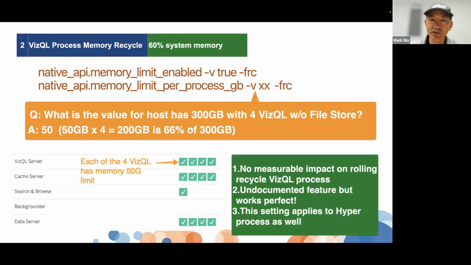The command to use is this. I don't know if this is documented or not, but I've been using this for the last couple of years. Works very well. Also, I gave you a calculation of what the right value is, which depends on the host memory and how many VizQL servers you have on your host. Yes, this is an undocumented server feature, but it works very well.